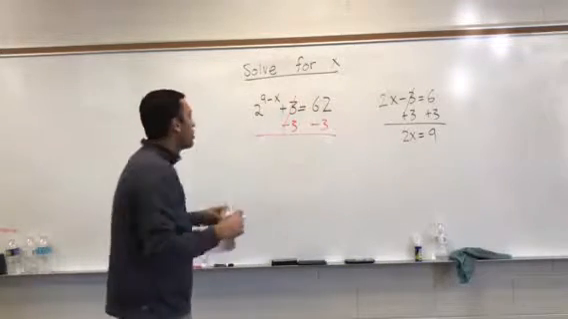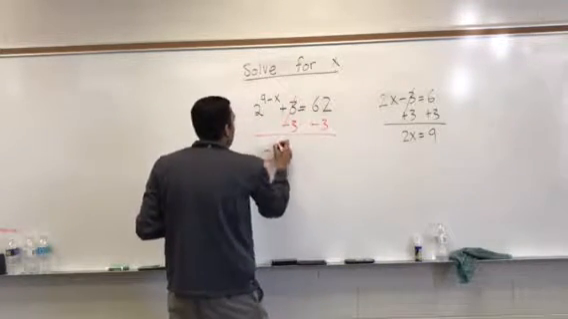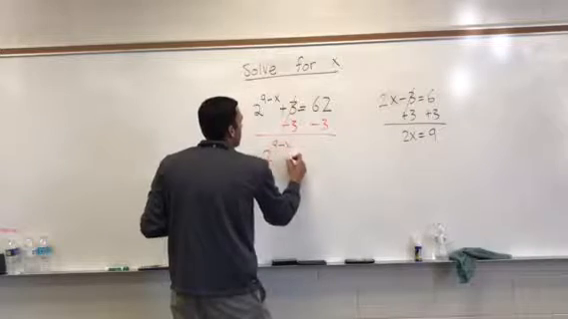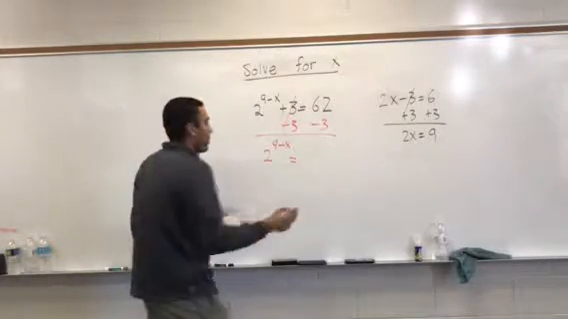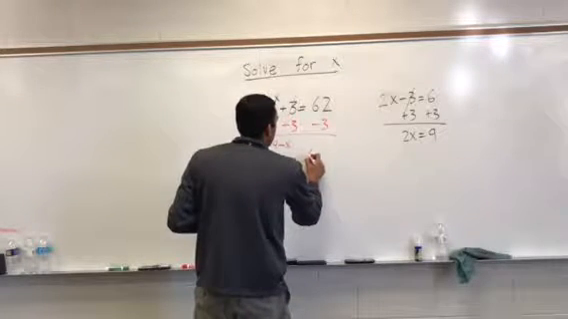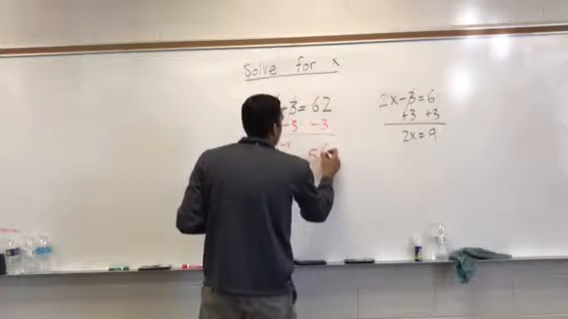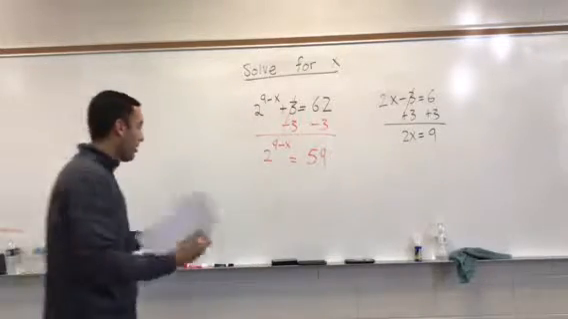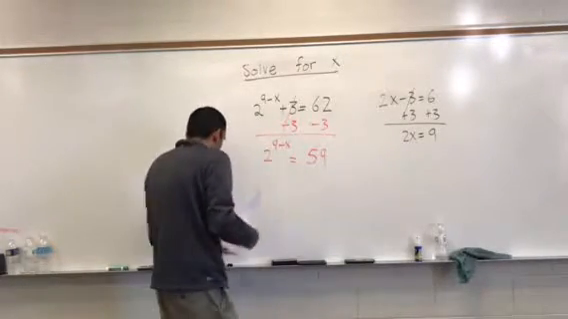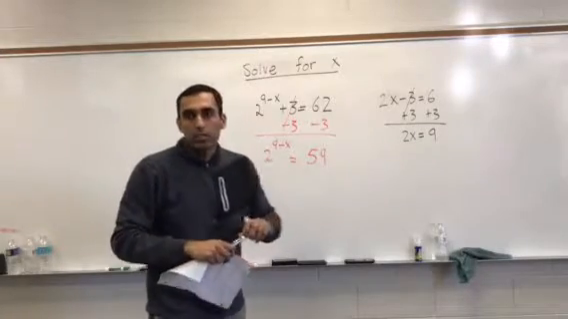Okay? So we get 2 to the power of 9 minus x equals 62 minus 3. Of course, everybody can do that in their sleep. That is 59. Right?